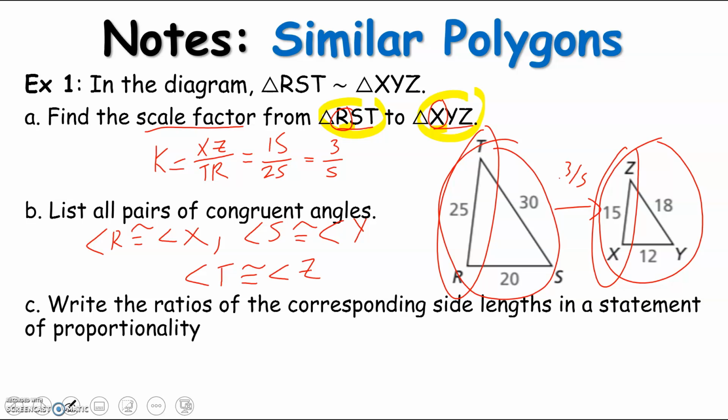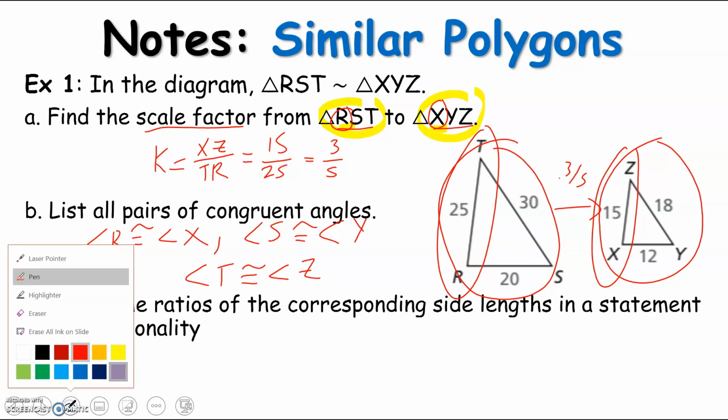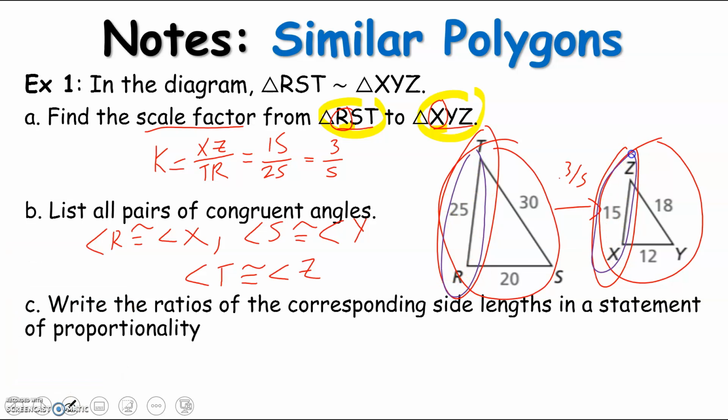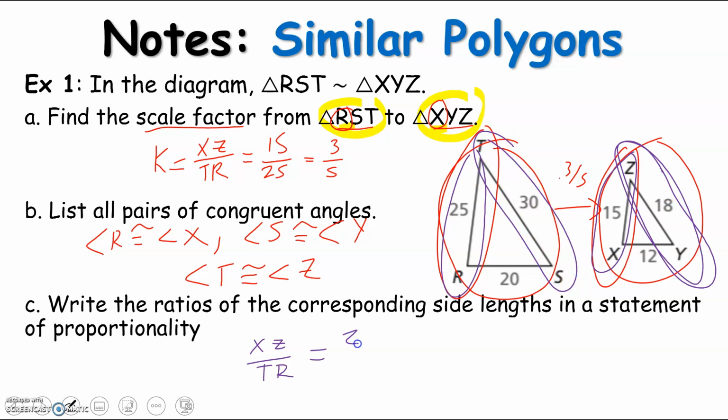The last part, write the ratios of the corresponding side lengths in a statement of proportionality. So what we're going to do is take each pair of two sides and write them as a ratio. So the first one we already had, right? XZ over TR. Our next one, let's do ZY and TS. So ZY over TS. And then our last one, we will do XY over RS. Now, if we actually plug in the values for each of these side lengths, we will see that we get the same ratio of 3/5 for all.